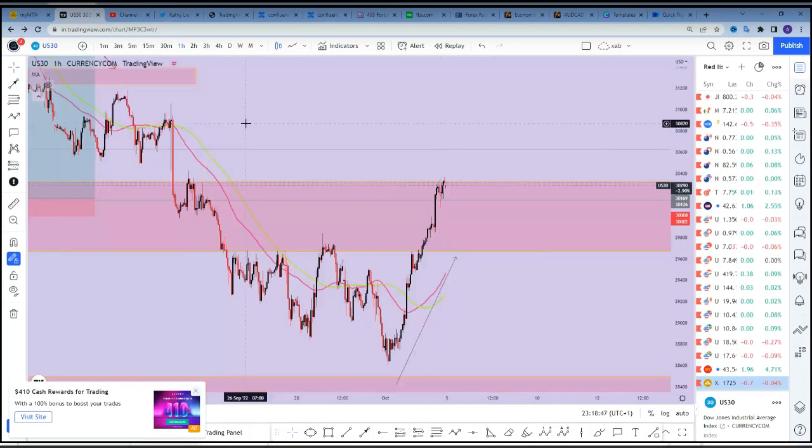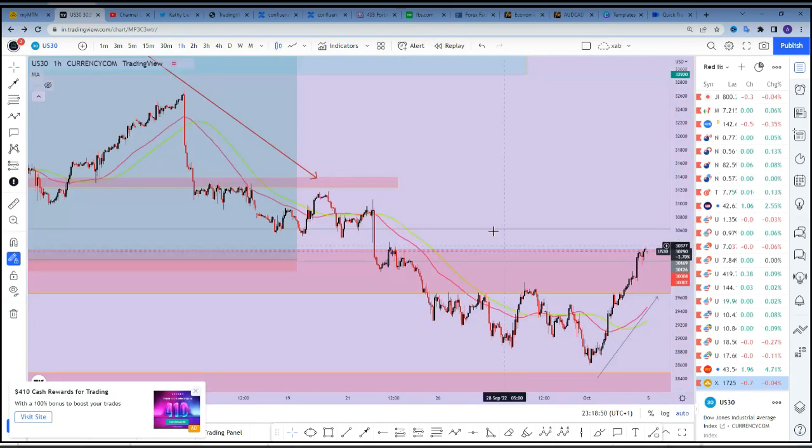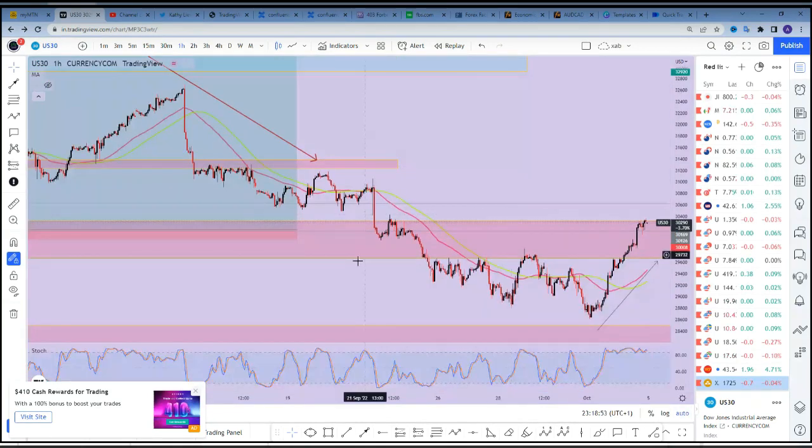You can be the judge of it yourself. Oversold in a downtrend, sell. Overbought in a downtrend, sell. As you can see, it just goes on and on like that. Okay, so this is US 30. Let's look at US 500.